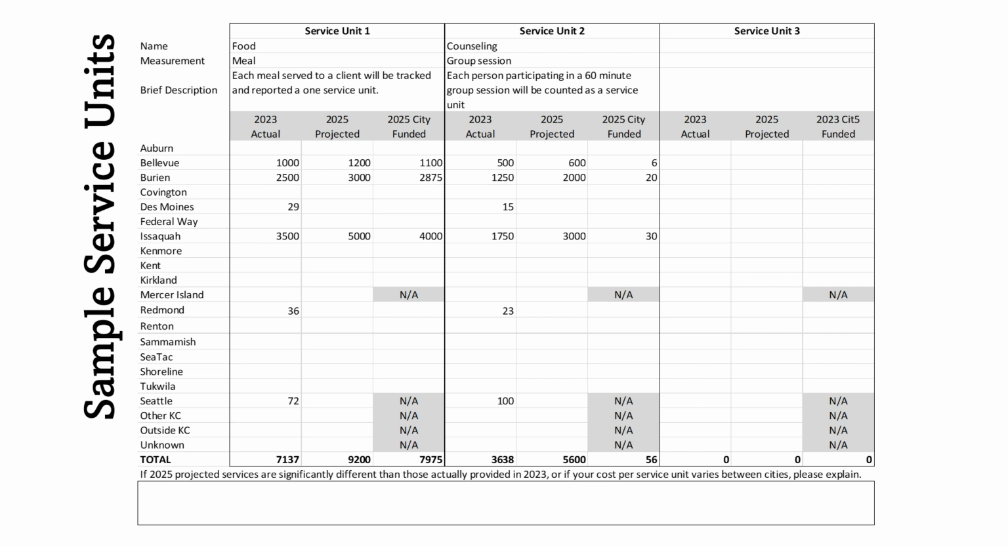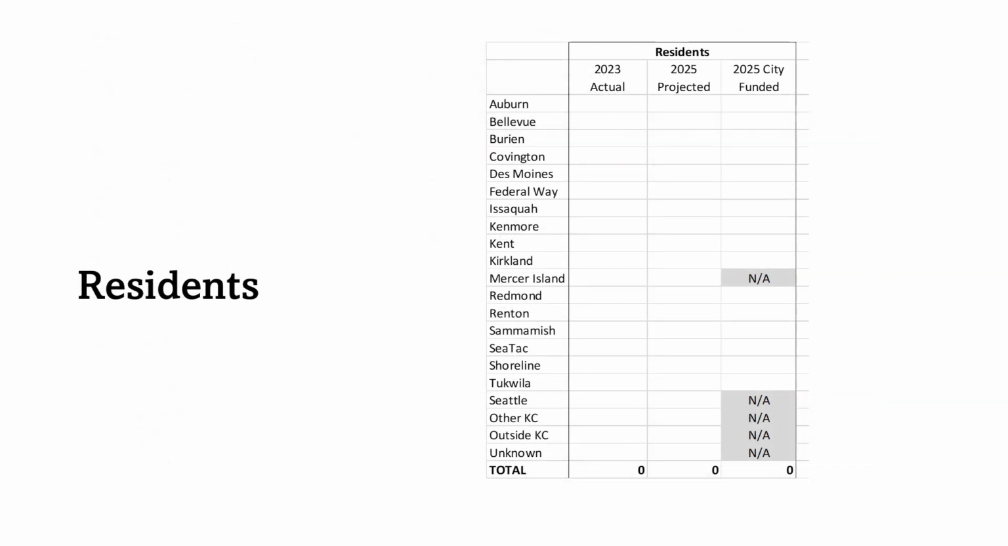My program also offers group sessions, which I want to track and report on. I've chosen counseling as the name of the service, and will be counting each 60-minute session as one unit. As you can see, I'm not asking the cities to pay for much of this service. Most of the funding for this particular service will come from an outside grant. It's pretty straightforward. Again, the city-funded column is either the same or less than the total number of residents you expect to serve in 2025.